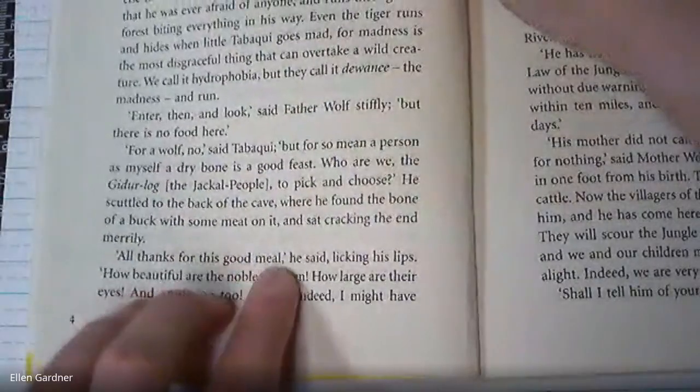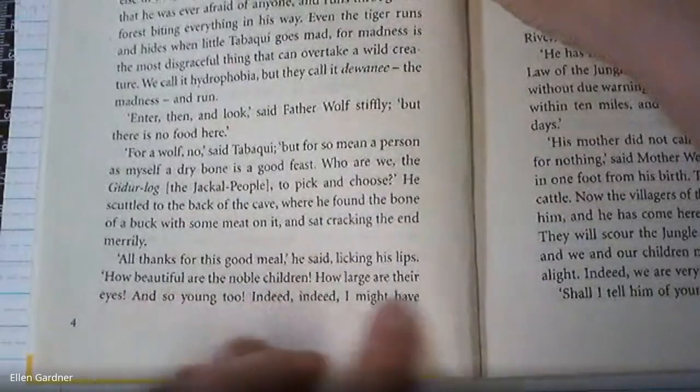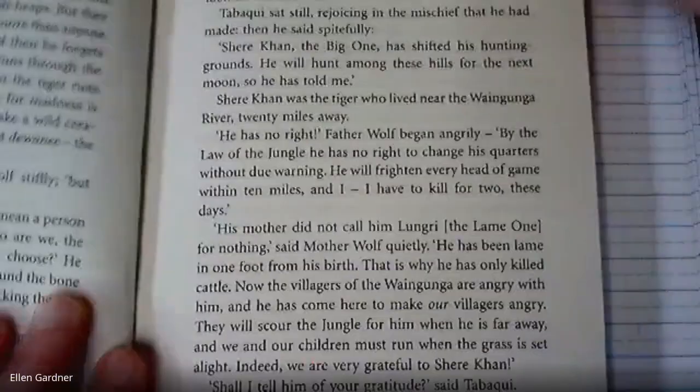All thanks for this good meal, he said, licking his lips. How beautiful are the noble children. How large are their eyes, and so young too. Indeed, indeed, I might have remembered that the children of kings are men from the beginning.